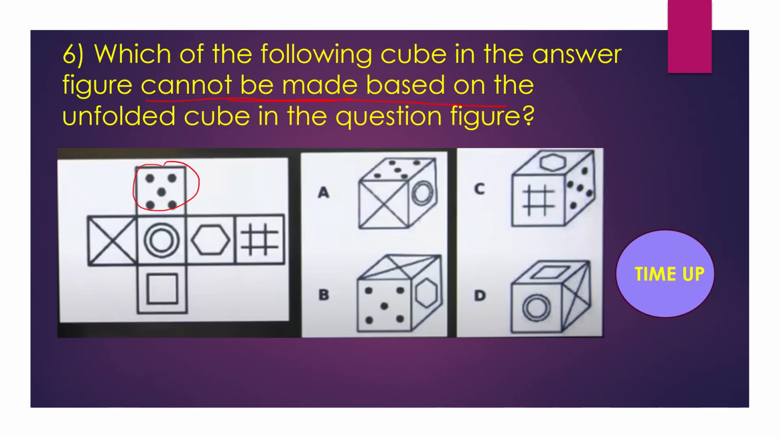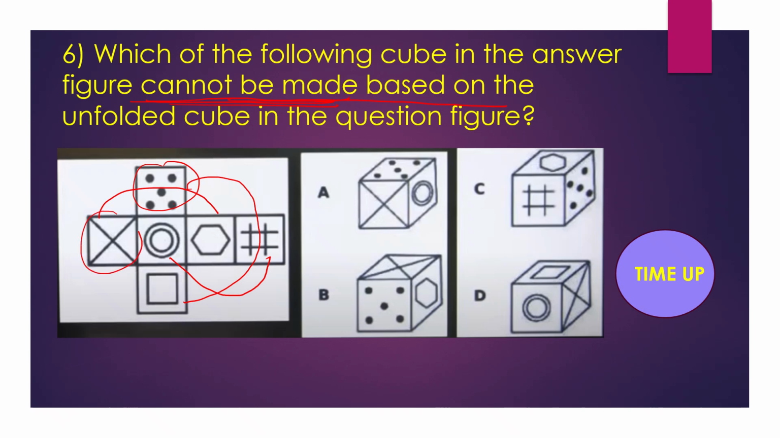Opposite of this 5 dot is what? Jump. So you'll get this. Opposite of this x will be this one, and opposite of this will be this one. Correct? So wherever the opposite pairs are there, whatever we found out now, that should not be adjacent to each other. Correct? So if it is adjacent, that will be our answer. Because they have said which of the following cube in the answer figure cannot be made. Cannot be made.